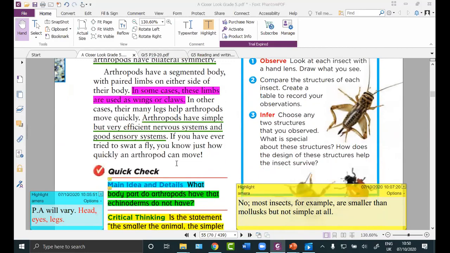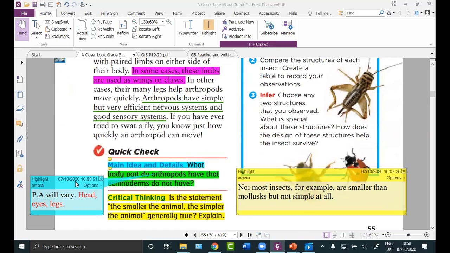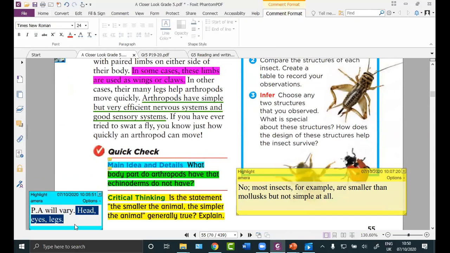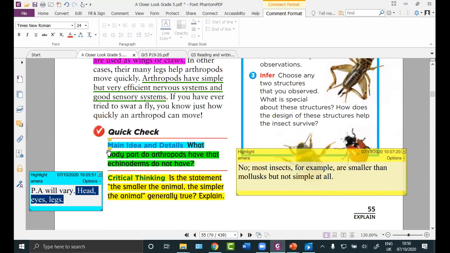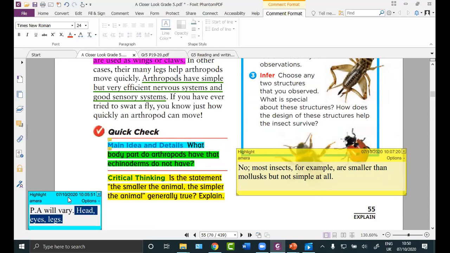Now, if you finished highlighting, we will answer the quick check. Mister, my book is a little bit different than yours. No, it's the same. Mine's different. There are some different words in the paragraphs, but the same information, okay? I need only the main idea. Now, quick check.